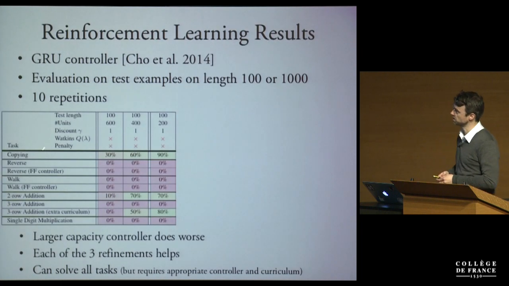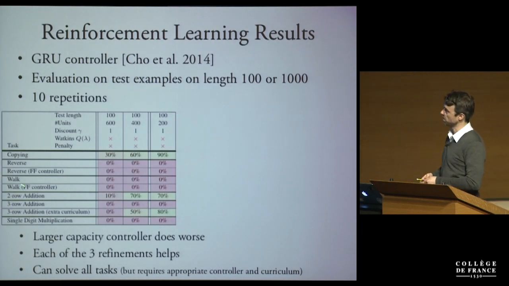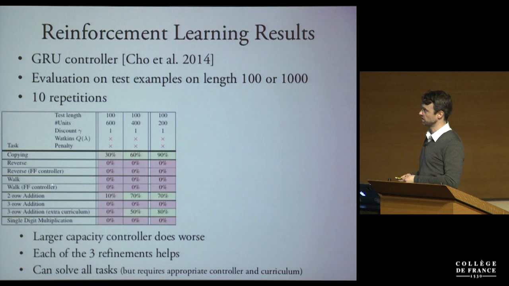So these are just some results. These are the different tasks. Most of the time we're using this GRU controller. Sometimes we try a very simple feed-forward controller, which is stateless. And this is just showing the number of units in the controller, the discount factor, which in this case is just set to 1, and this is the length of the test sequence.